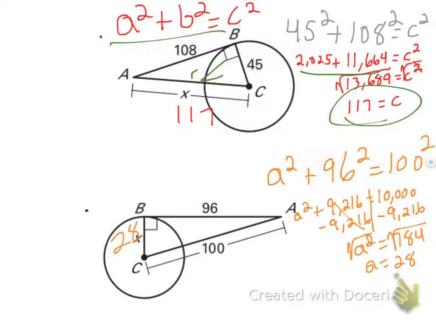The next one, do the Pythagorean theorem again, but this time instead of missing c, I'm missing a. So I say a squared plus 96 squared equals 100 squared. 96 squared is 9,216. 100 squared is 10,000. I subtract 9,216 from 10,000, I get 784. The square root of 784 is 28, which is x.